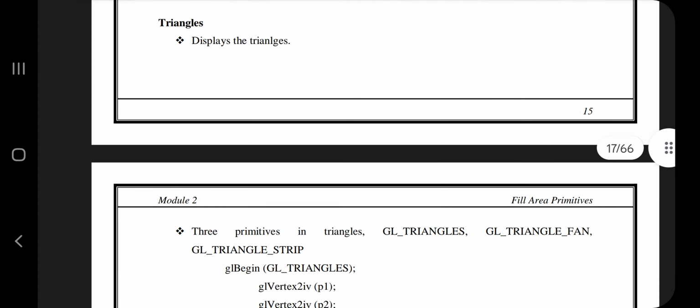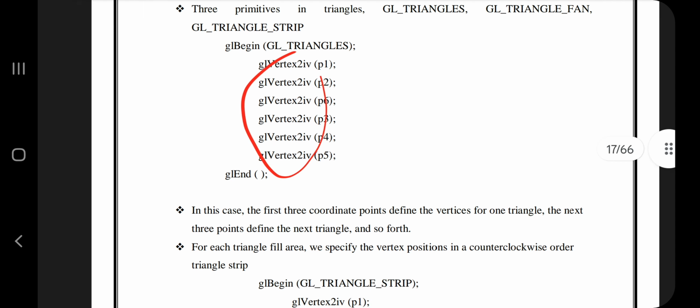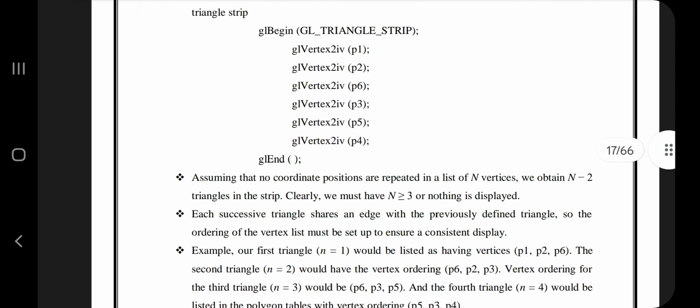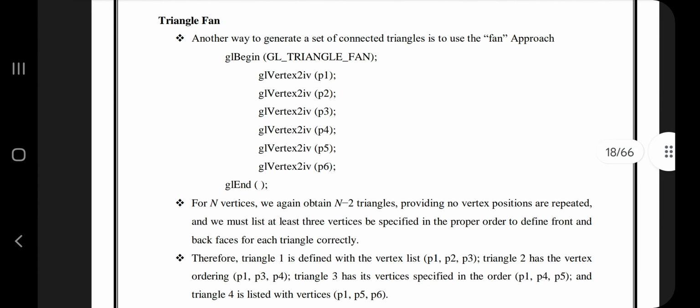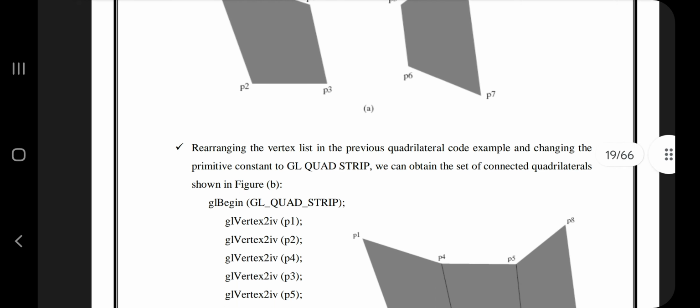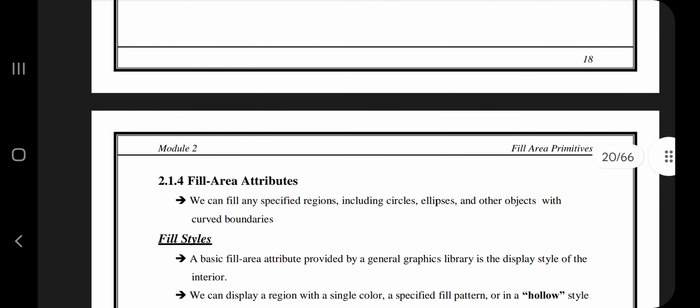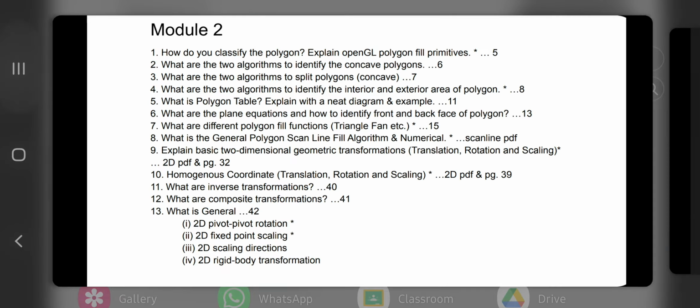The second type is the triangles. In triangles also you have three types, which are GL triangles, GL triangle fan, and GL triangle strip. Okay. So based on that, different figures will be formed. Either it will have a loop or it will have a division in between. So those are the different types of triangles. As well as in the quads, we have GL quads, where a simple quad will be formed. If you use GL quad strip, this kind of quadrilateral will be formed. Okay, so these are the basic things you have to explain if they ask about the polygon fill area functions.